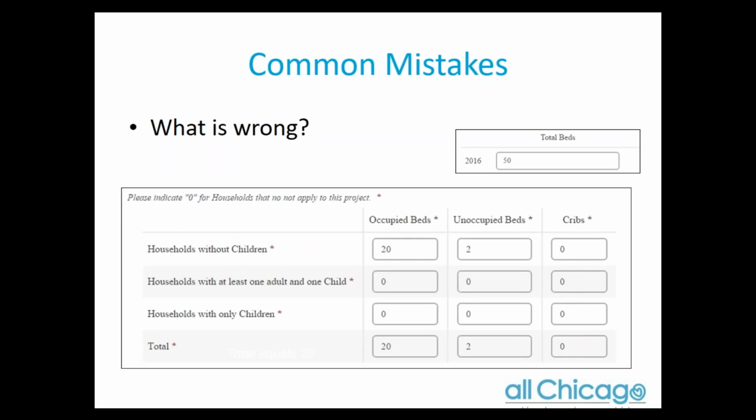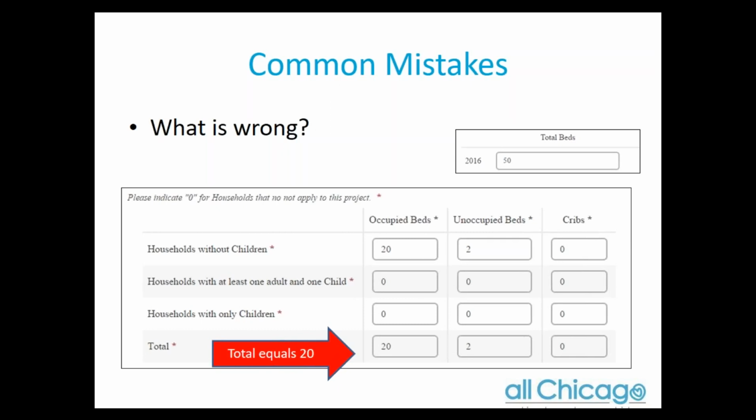All right, so now that we've gone in and talked about the HIC survey, we're going to go through some common mistakes that I saw in 2016. So here I see a submission. They indicated that their total beds were 50, and they went ahead and completed the bed occupancy with 20 single beds occupied, 0 for families, 0 for unaccompanied children under the age of 18, which brings down their total occupied number as 20. And then they completed 2 unoccupied beds and 0 for cribs.